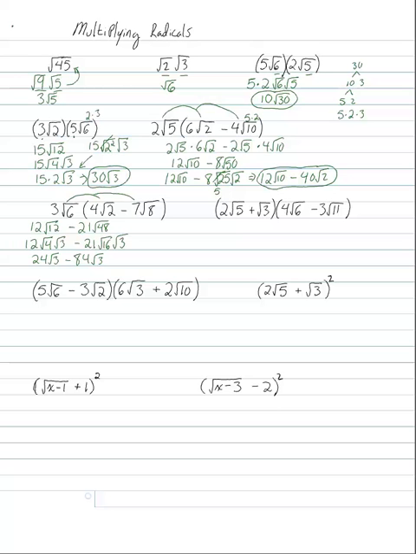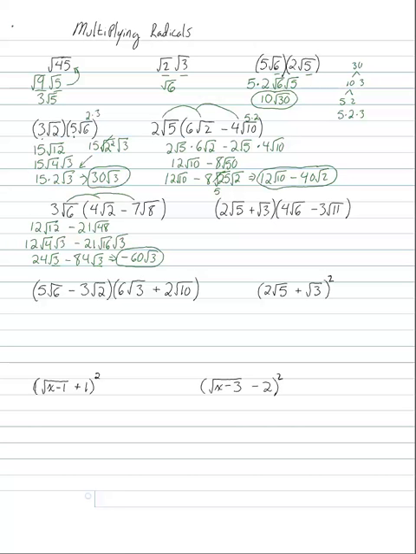Now if I look at this, I have like terms. I have square root of 3 and square root of 3. So 24 square roots of 3 minus 84 square roots of 3 should be minus 60 square roots of 3. And now I'm done. So let's look at the next one.